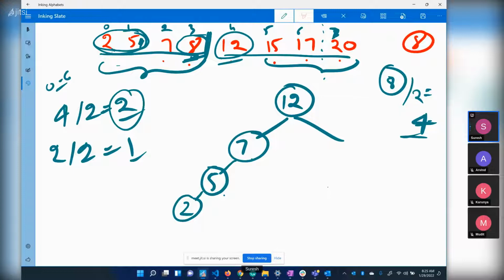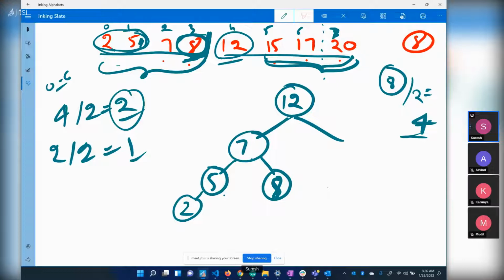Now let's go back to 7. For 7, there are some elements on the right side. So only one element, put 8 there. So there is no need to do any recursion there. Done. 2, 5, 7, 8, 12 is also done. Now let's recursively do the same thing for this one.